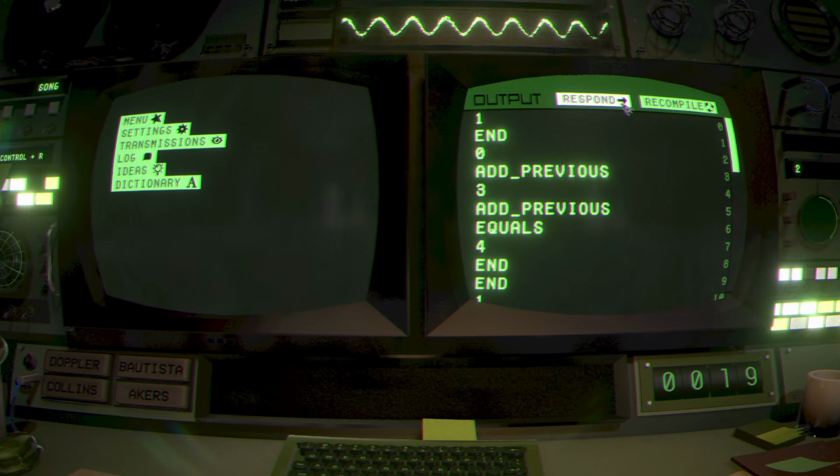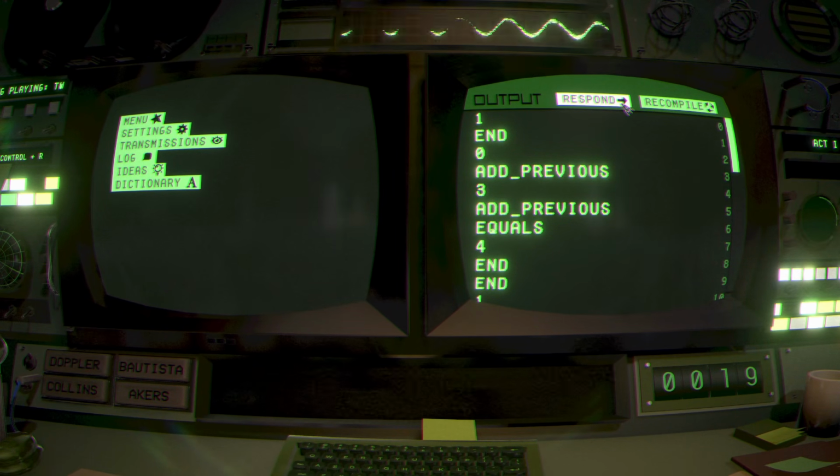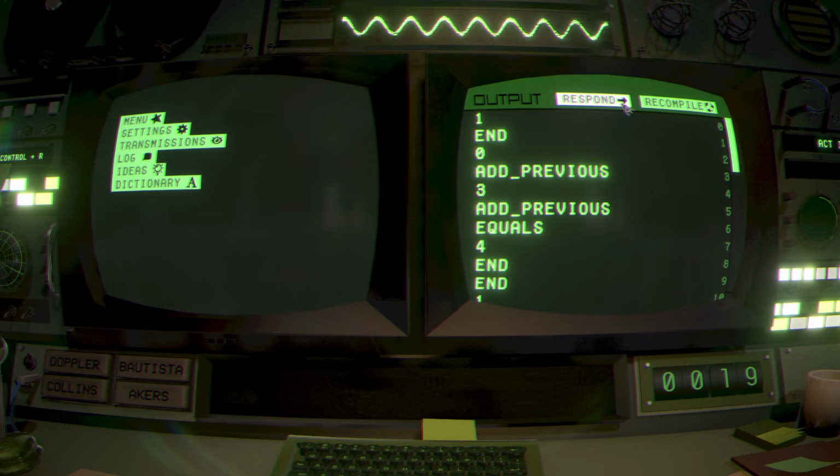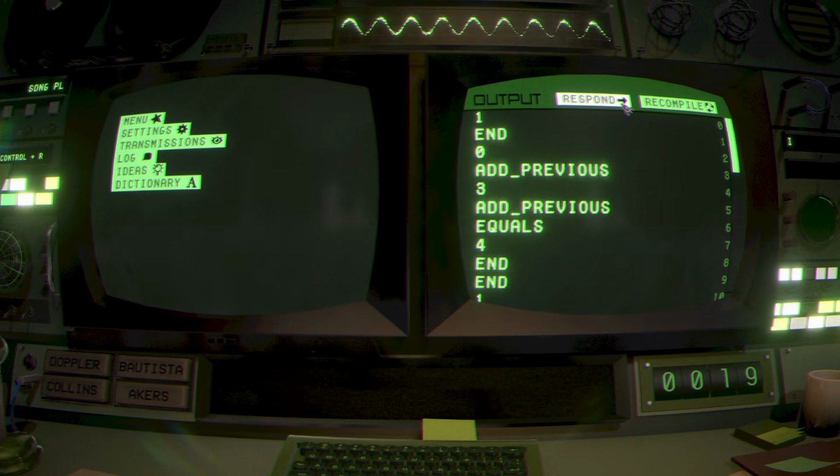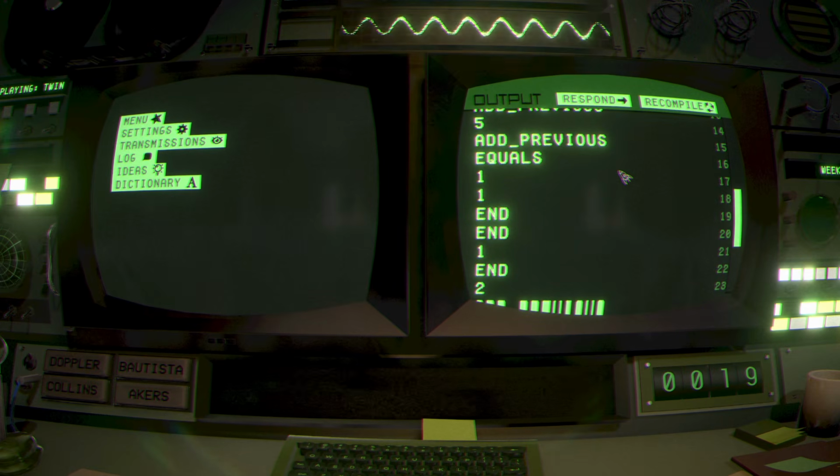Okay. I guess maybe lore reasons or something? Okay, we got 1, 0, add previous 3. What? Why? So we're doing multiple numbers, so 1 plus 0 plus 3 is equal to 4. Okay. So 1 plus 3 plus 5 is equal to 11.